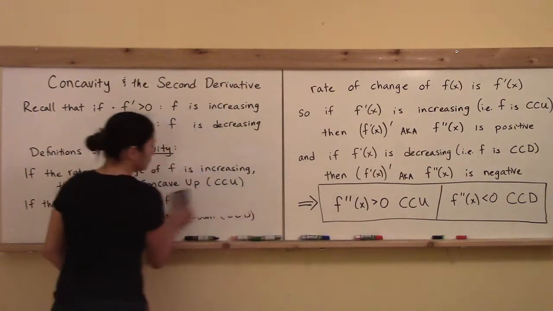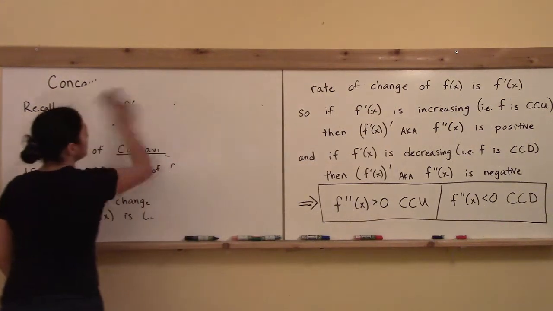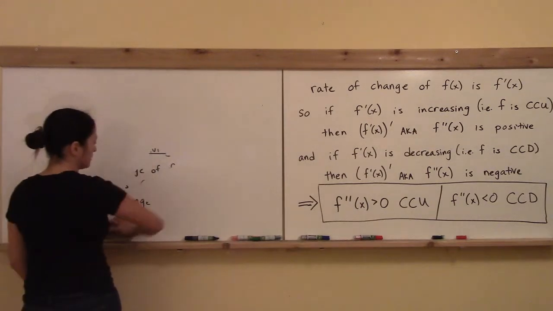Okay, so the most classic analogy that people use for concavity is that of a car, because most of us are kind of used to what it's like to drive in a car.